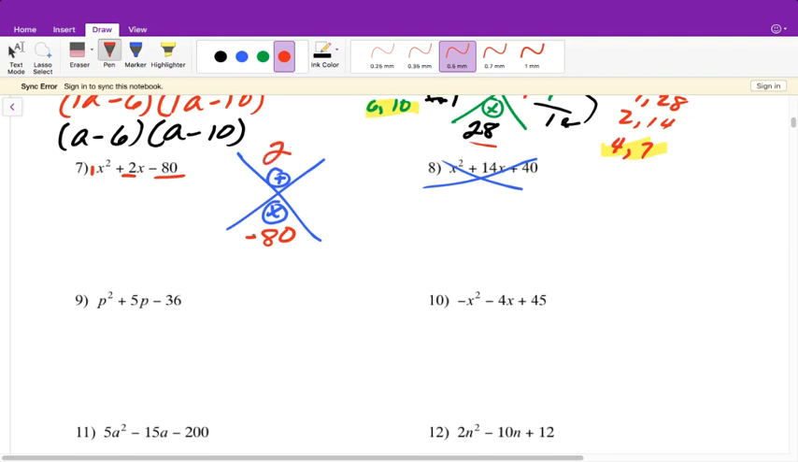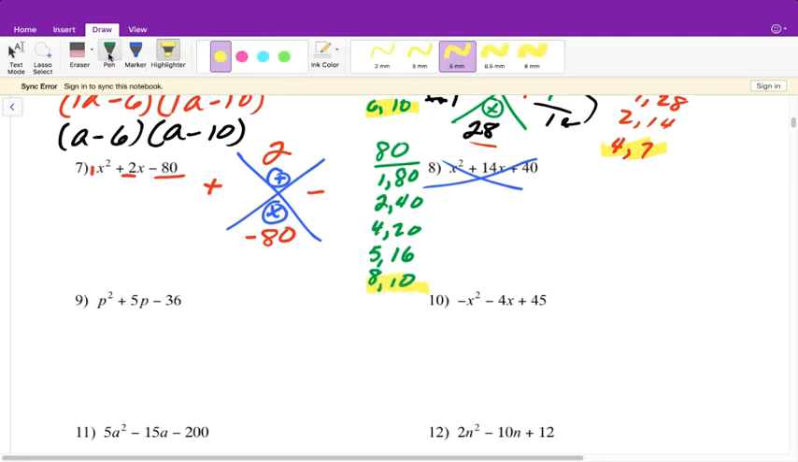Well, if we're multiplying two numbers that give me a negative, one has to be positive and one has to be negative. So now when we're looking at the factors of 80, we're not going to add these together. We're going to actually subtract them, because if one of them is positive and one of them is negative, when we combine them, we would actually subtract. All right, so I'm going to go ahead. 1 and 80, 2 and 40, 4 and 20, 5 and 16, and 8 and 10. Well, which one, when we subtract them, have a difference of 2? 8 and 10.